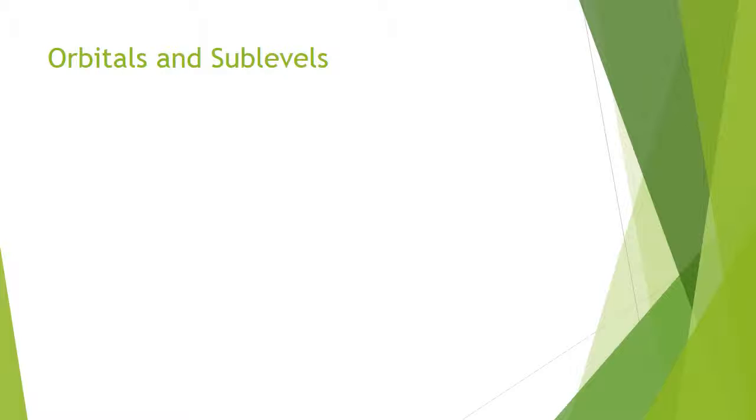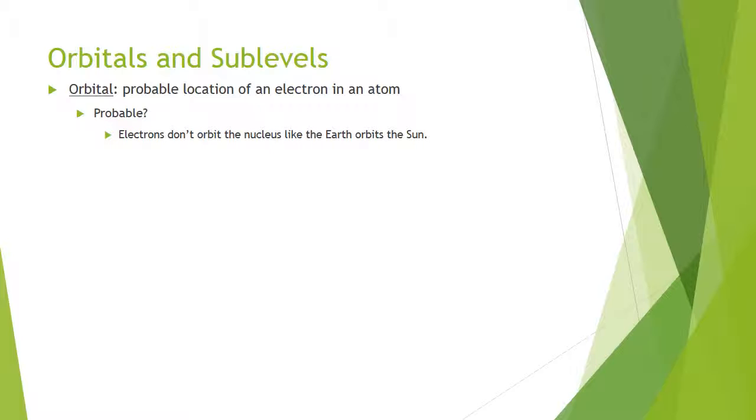Alright, moving on to the next topic here. Let's talk about orbitals within these sublevels. So the term orbital refers to the probable location of an electron in an atom. You might be thinking, wait, probable, why do we need to talk about a probable location? Why can't we just say where the electron is? Well, here's the thing. Electrons don't actually orbit the nucleus of an atom like the Earth orbits the Sun. That is a very helpful visual, especially when we're learning about the Bohr model of the atom and atomic emission spectra, but that's just not how they work.